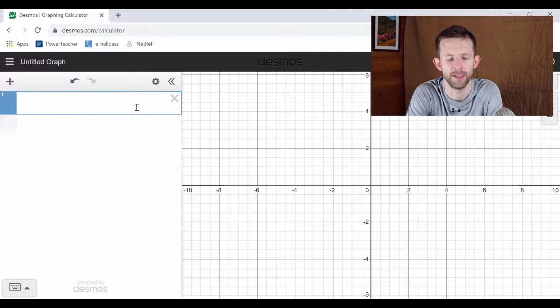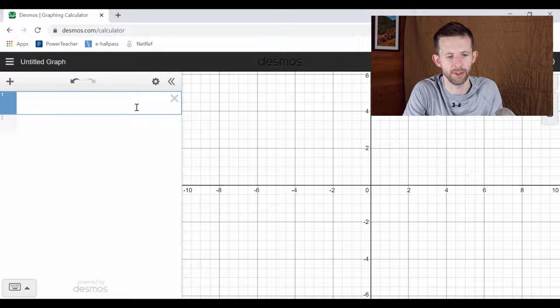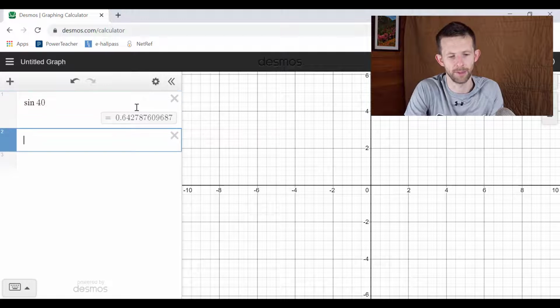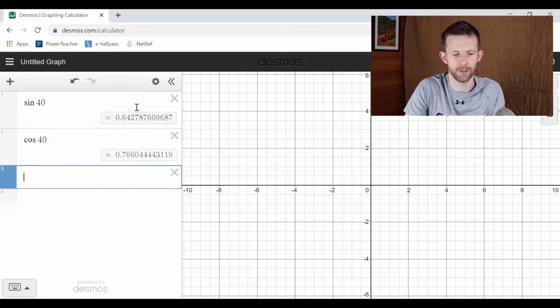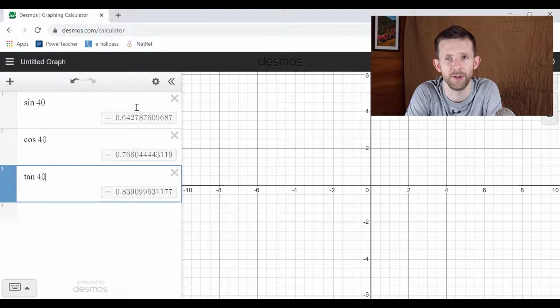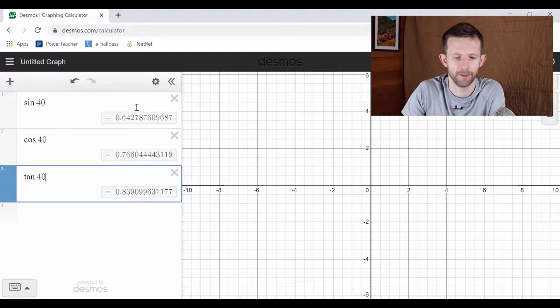If I want to evaluate the sine at a certain degree, I can just type in sine of, for example, 40, and it will give me that value. Same with cosine, same with tangent. So those are pretty straightforward. The other thing that I need to know how to do is how to find the inverse sine of something.